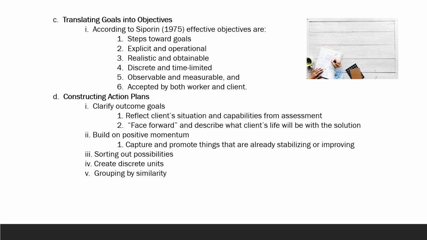So again, being able to step back as the worker and say, gosh, a number of these issues that are being identified have this kind of common denominator. That can be really helpful, and it can promote a lot of new insight for the client.